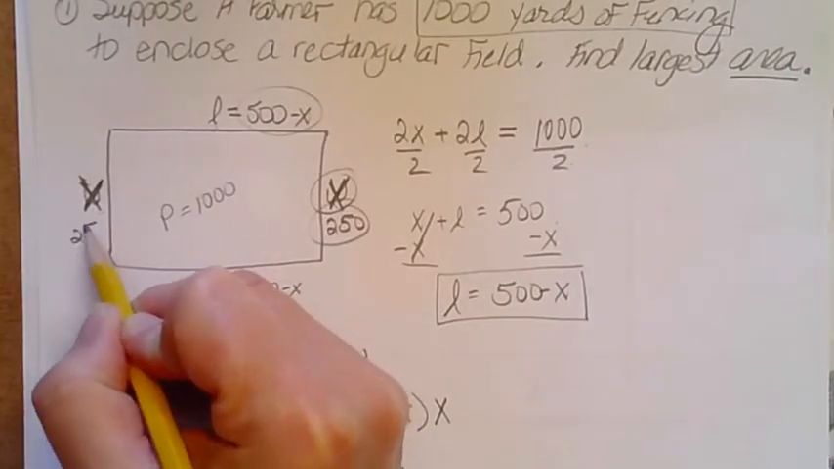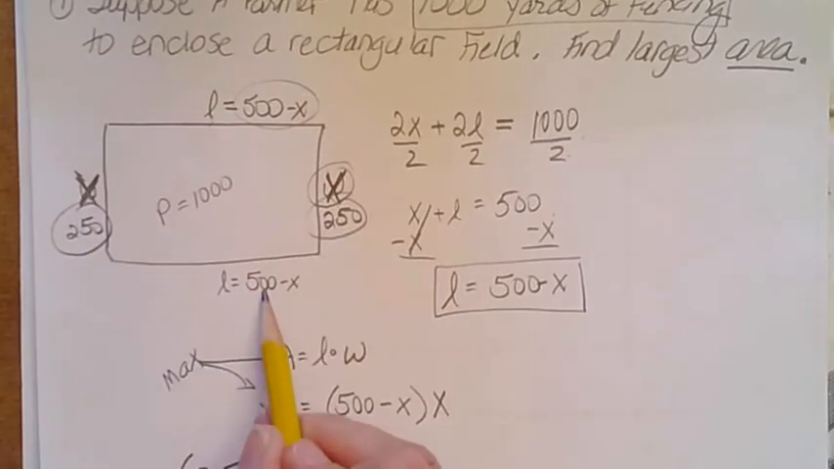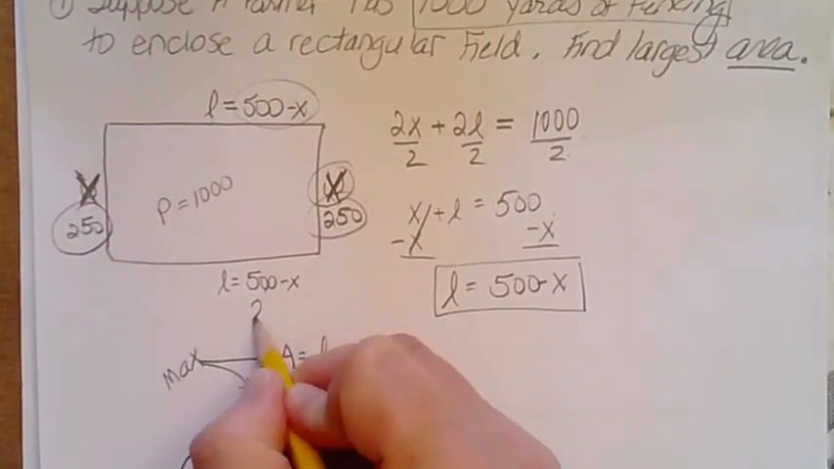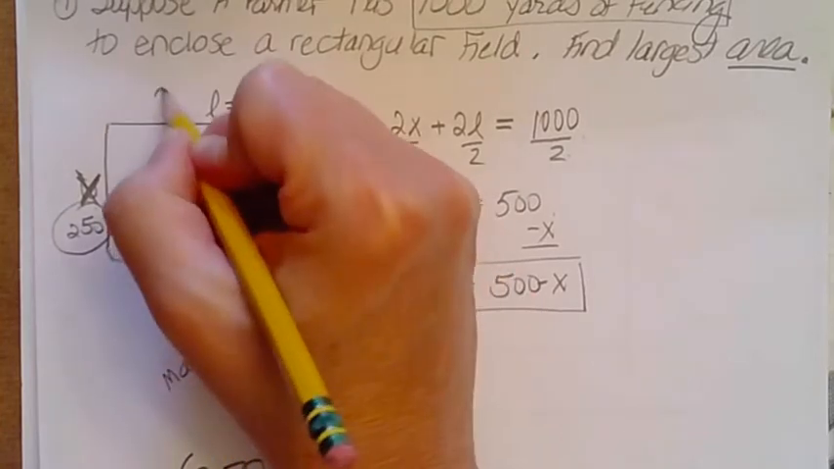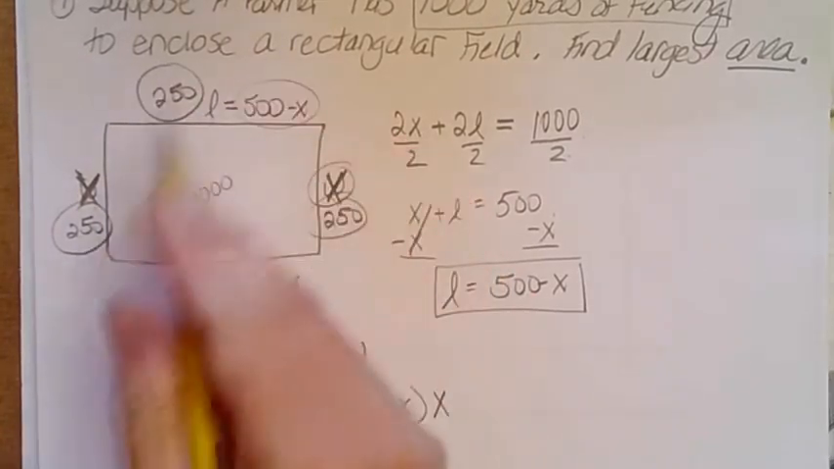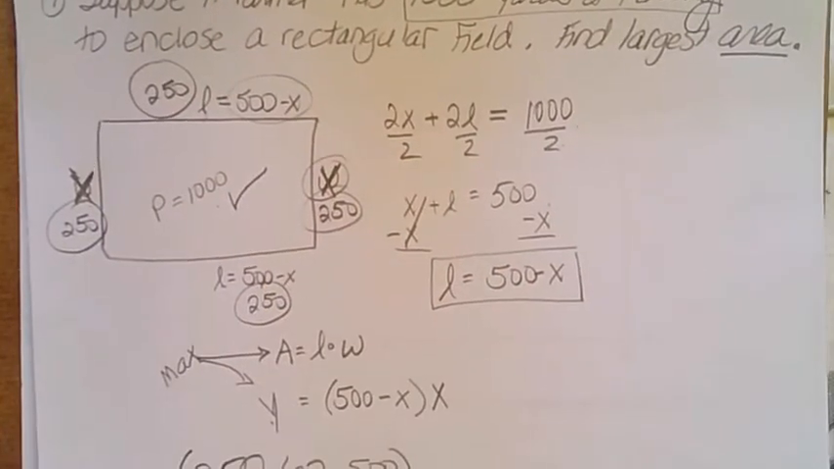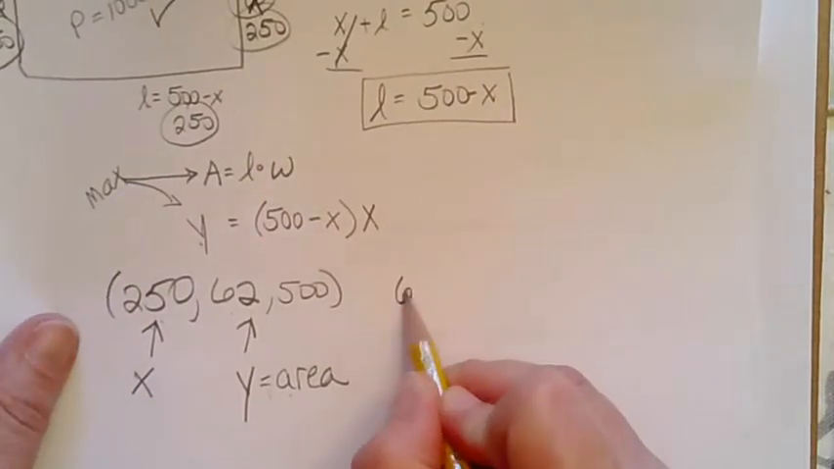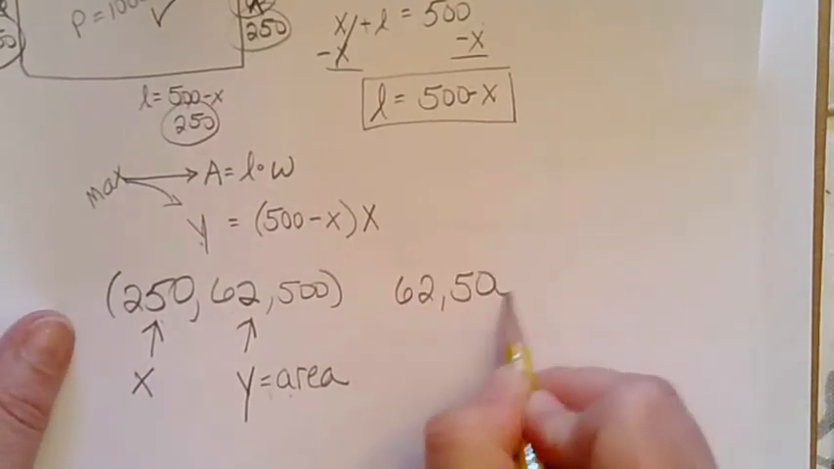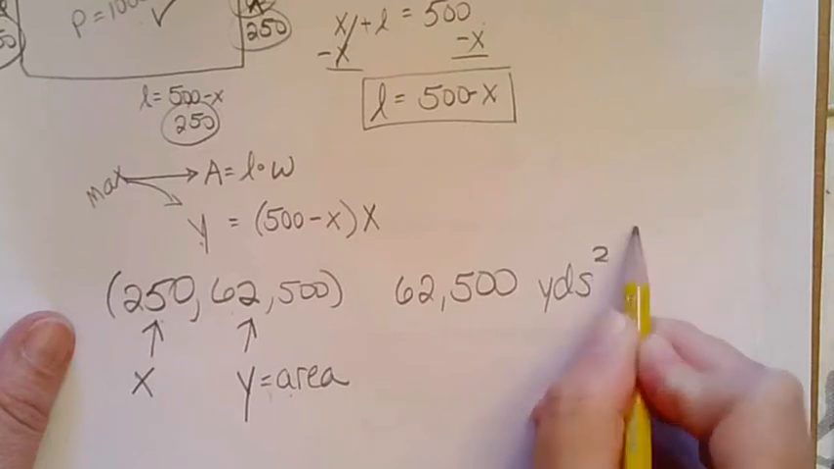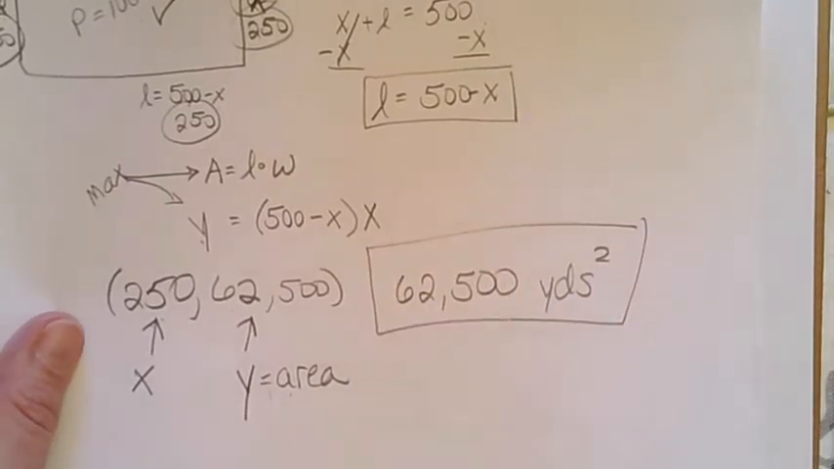This is 250. And 500 minus 250, well, that's 250 also. 250, and this is 250. And if you add up 4 250s, yeah, that's 1,000, and that's it. But we want the max area, so that's 62,500 yards squared. That is your max area.